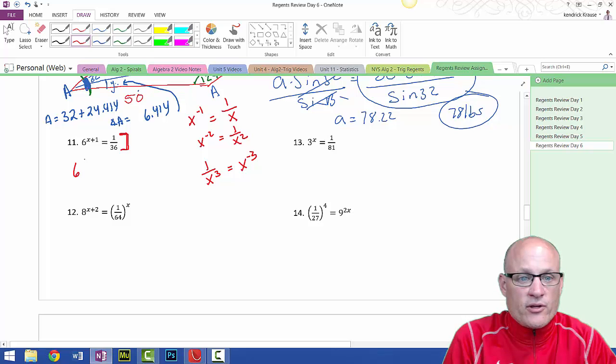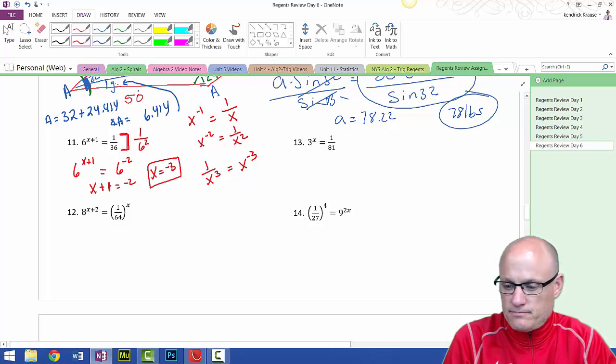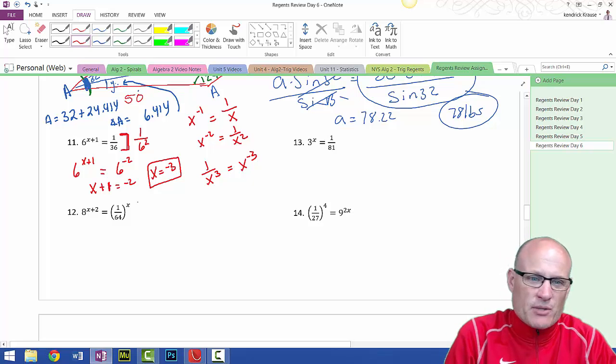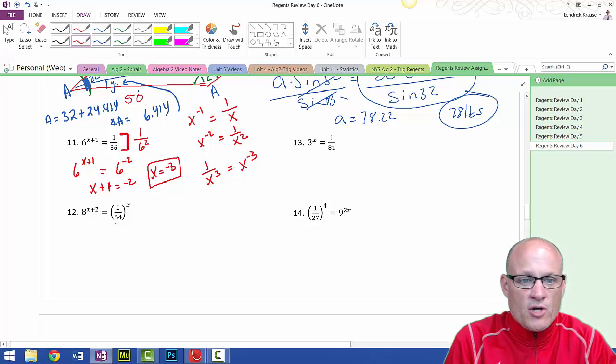This is 6 to the x plus 1. Now this is really 1 over 6 squared. Notice I'm looking for that same base. And that's equal to 6 to the negative 2. Great. Now that I have the bases the same, all I have to do is set the exponents equal to each other. So I get x plus 1 is equal to negative 2, or x equals negative 3. That's it. I can check it, but I'm not going to because I don't have time. It would work.